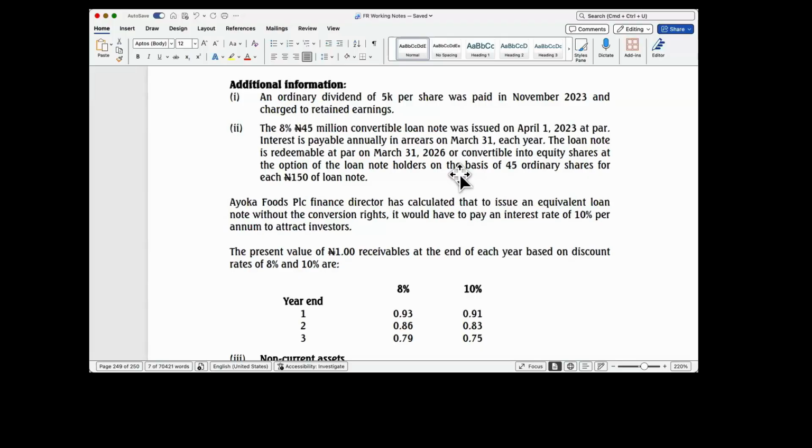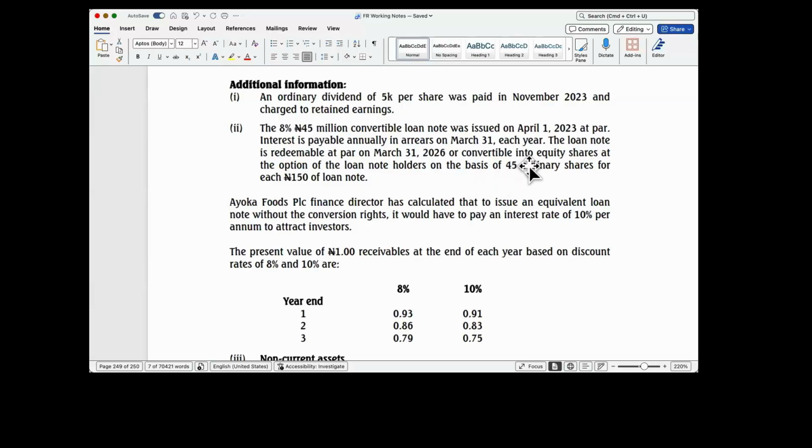This is telling us that the term of this loan is 3 years. It's either the investor or the loan note holder collects back his money on March 31st, 2026, or he converts it into shares, and they are giving us the number of shares he will get. You don't need the basis of conversion for our workings.